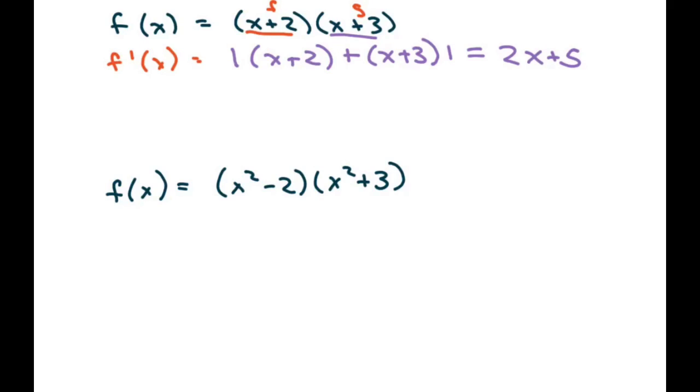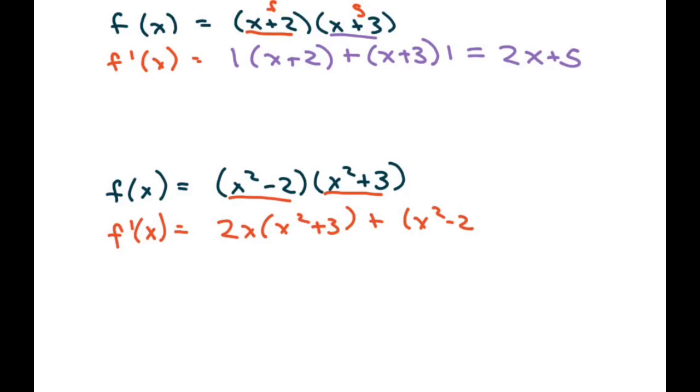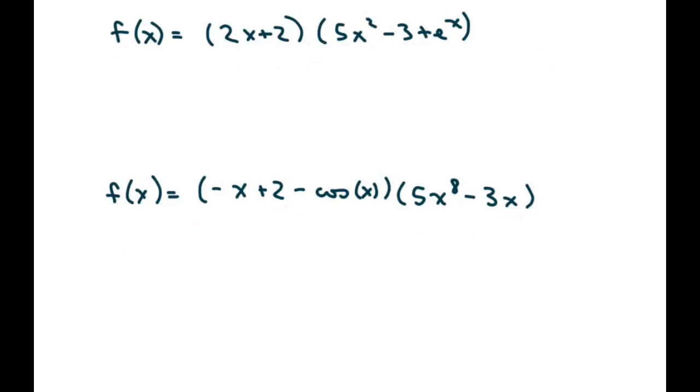Okay, this one, we take the derivative. So the first thing we're going to do is take the derivative of this, which is 2x, times x squared plus 3. And then you're going to take your f, x squared minus 2, times the derivative of g, which is 2x. And if you want to simplify, you can, but that's not the purpose of this. Okay, the next one, same thing. We take the derivative, and we're just practicing using the rule.